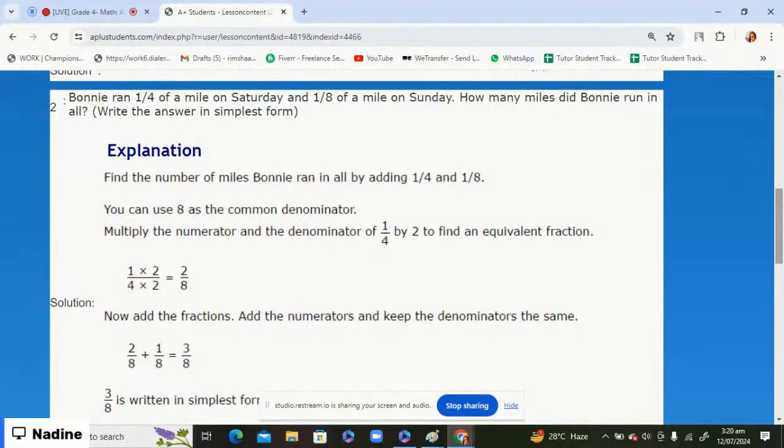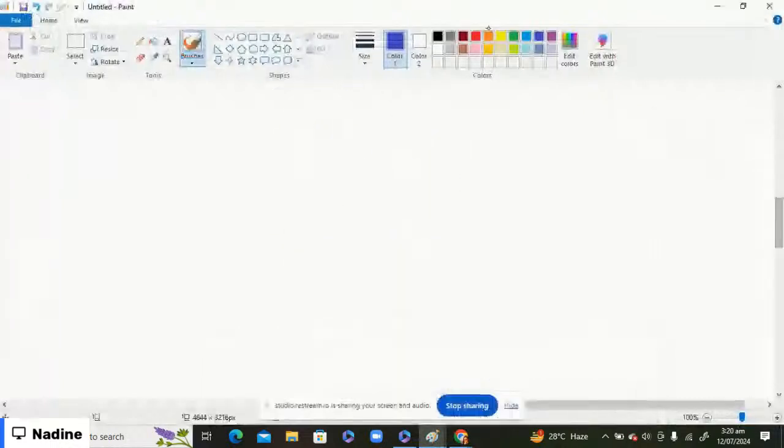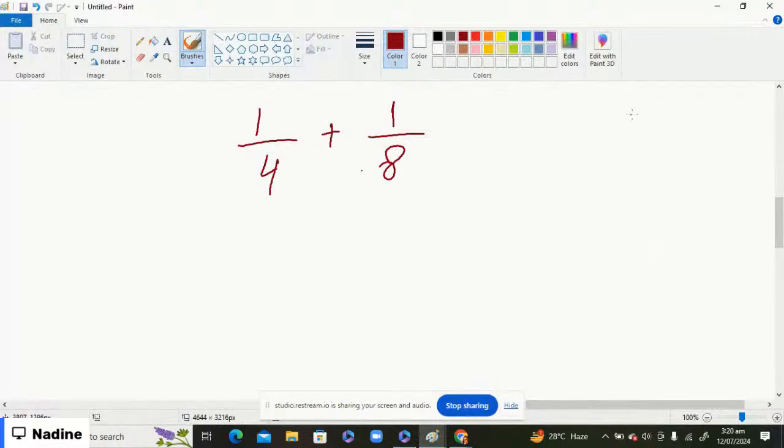When they are saying in all, it means that you're going to add both the numbers. So let me just write it here. 1 by 4 plus 1 by 8. So what is the smallest denominator here? That is 4. Multiplying and dividing with which number, then you get the answer here, 8? You guys tell me.